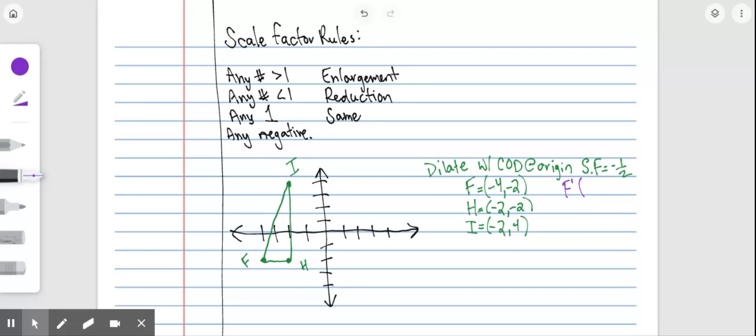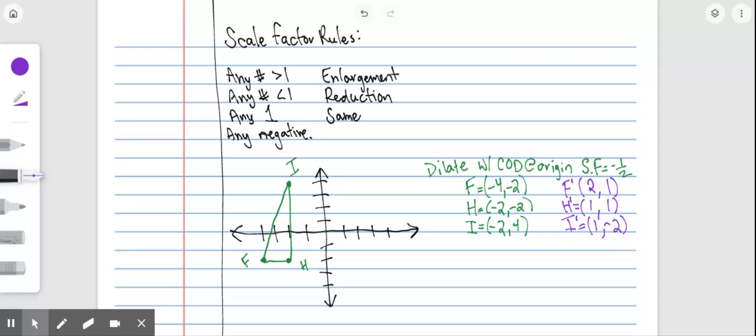So negative 4 times negative 1/2 is positive 2. Negative 2 times negative 1/2 is positive 1. Okay, H prime. Negative 2 times negative 1/2 is 1. Negative 2 times negative 1/2 is 1. And then I prime. Negative 2 times negative 1/2 is 1. And 4 times negative 1/2 is negative 2.